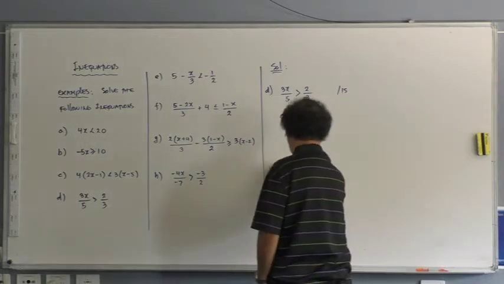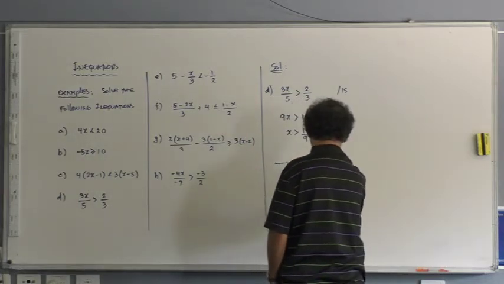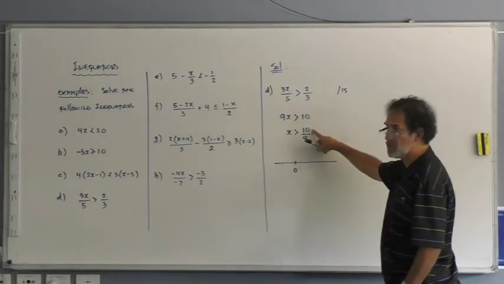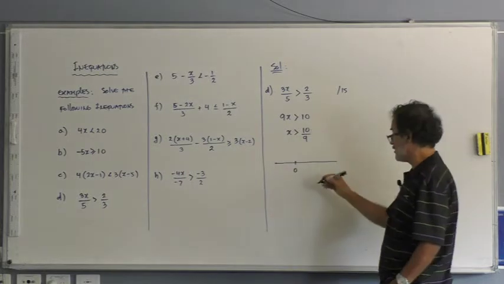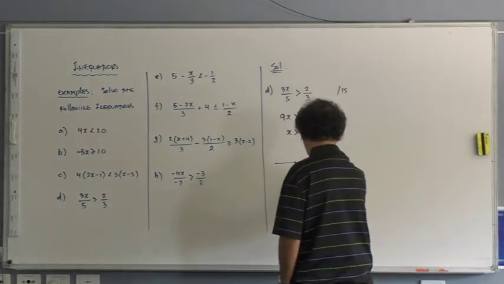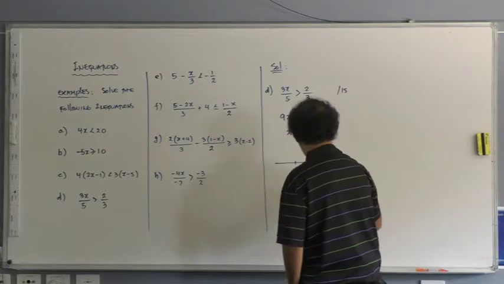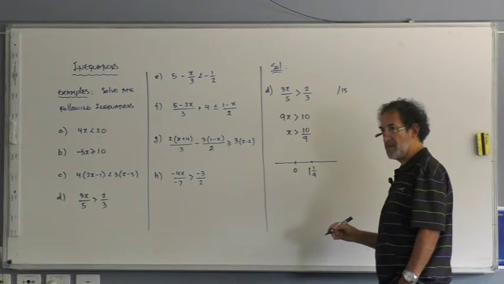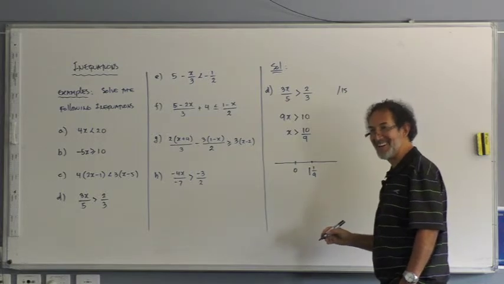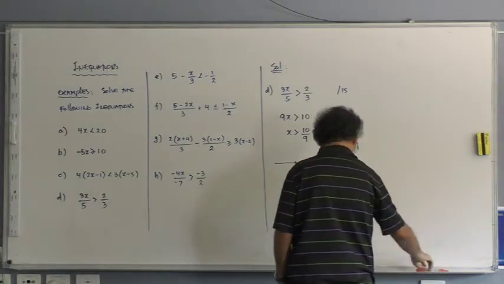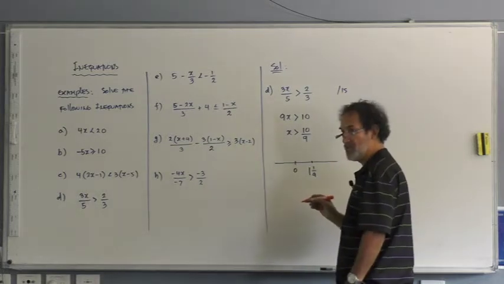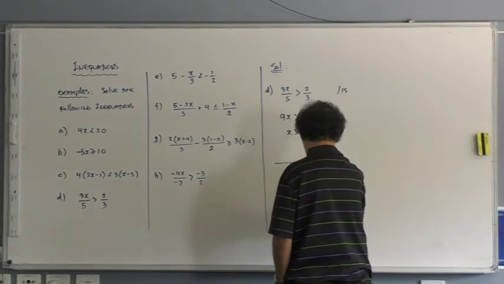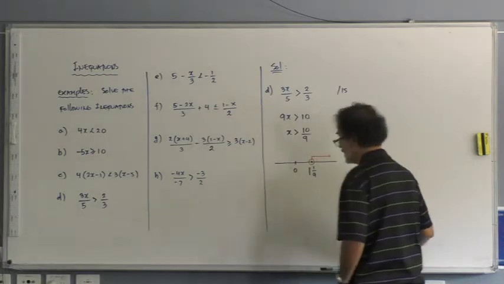And then we are ready, so we draw the number line. 9 goes into 10 once, so you can do 1 and 1 over 9. Are we going to the left or right? Right. Full circle or open? Open. That's it.